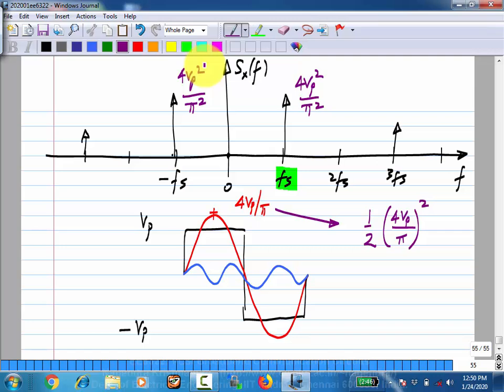The square of the Fourier transform is the energy spectral density for a finite energy signal. This is a power signal, right? So you can't use that. You have to use the other definition, right?